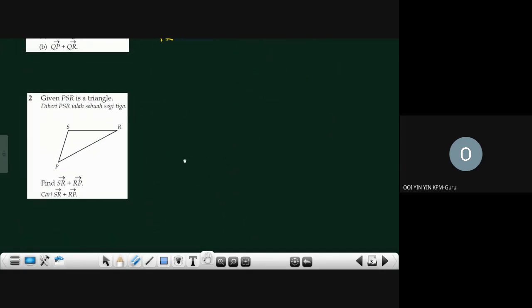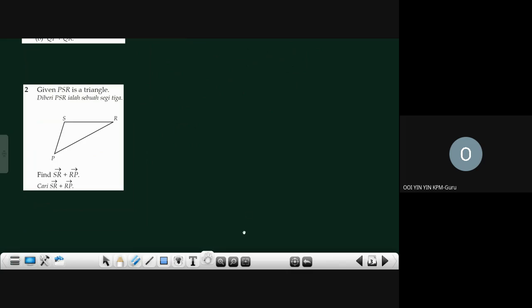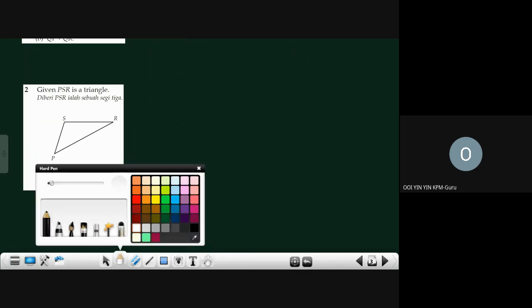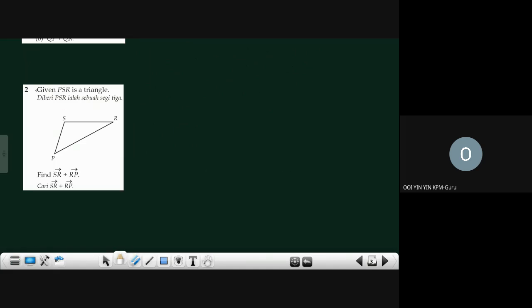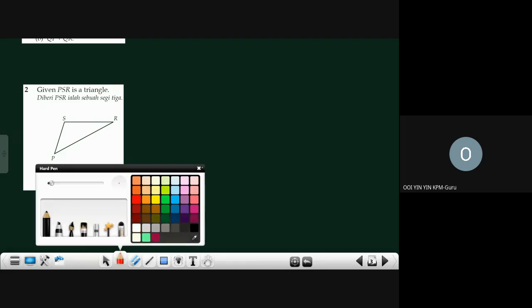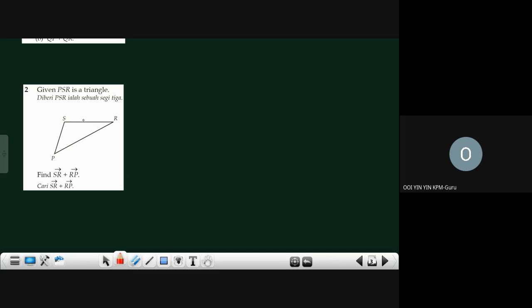Okay, number 2. Given PSR a triangle, find SR plus RP. Okay, come. Your diagram, where is your SR? SR here. And then your RP. RP. Yeah, SR plus RP. Ayo, this one easy man. You see? SR plus RP.